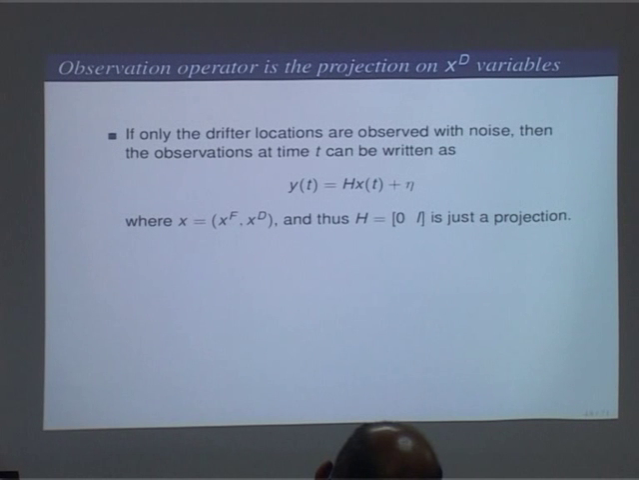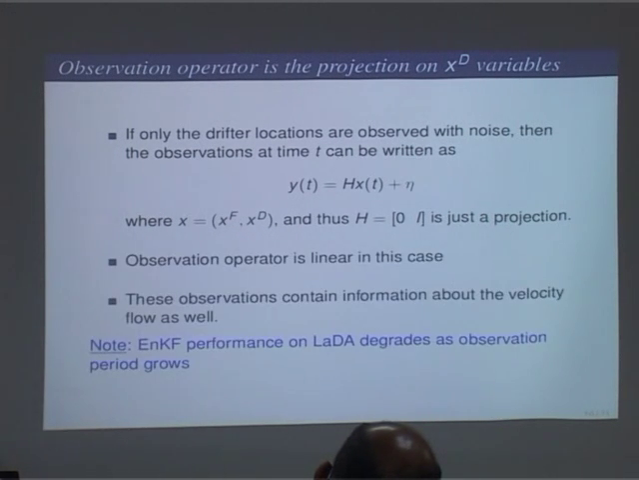And our observation operator is now just going to be projected onto those two variables. So it's linear, it's just going to be the identity, but in a very small subspace of the problem. Right, so it's linear, but these observations, inherently, because of where the drifters ended up, include information about the flow.